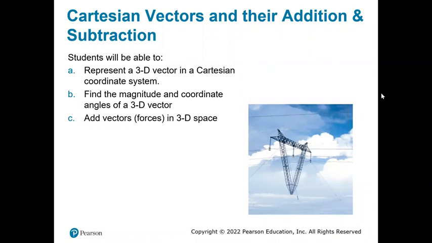So today we're going to be looking into chapter 2, sections 2.5 to 2.6. From this section, the student will be able to represent a 3D vector in a Cartesian coordinate system. They will also be able to find the magnitude and coordinate angles of a 3D vector, and finally, to add these vectors in 3D space.